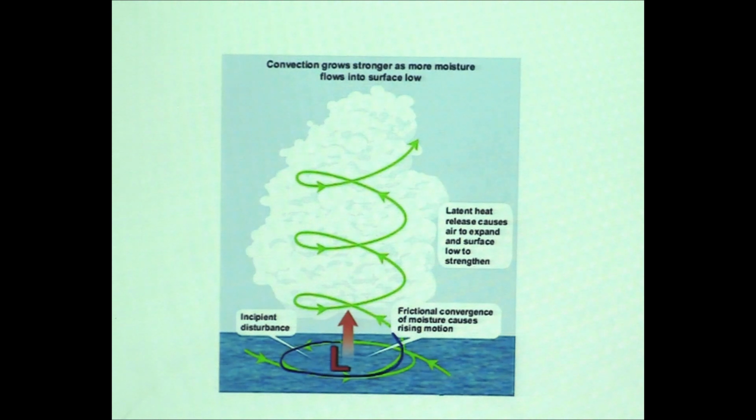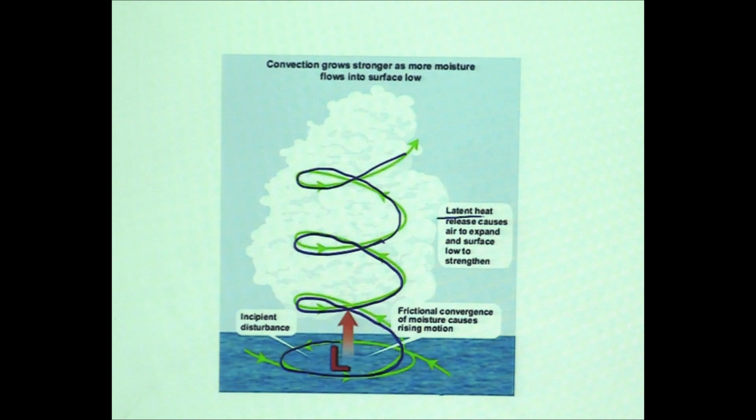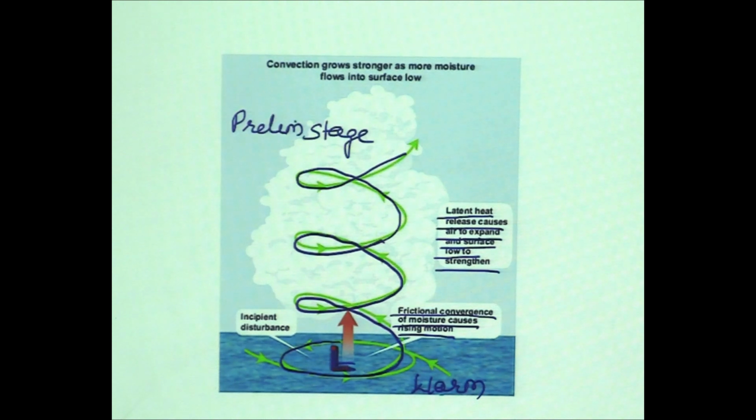Counterclockwise convergence and rising air column, which tends to develop latent heat release causing air to expand and surface low to strengthen. Frictional convergence of moisture causes rising motion, and this low is the beginning low that is developed due to warm ocean. We can easily call it the preliminary stage of development of tropical cyclone.